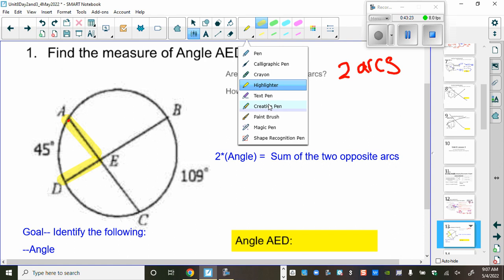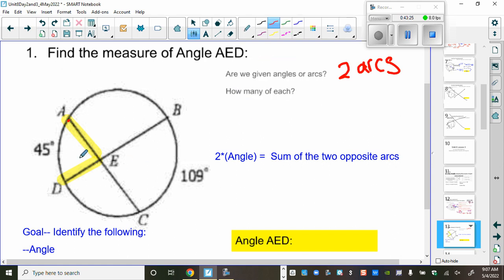They're congruent. We don't know what this one is, but that's all right. This is why we get 2 times the angle, because this angle and this angle are directly the same. So basically, we're just trying to figure out: 2 times the angle, which we don't know, we're going to mark it as an X, equals the sum of the 2 opposite arcs.